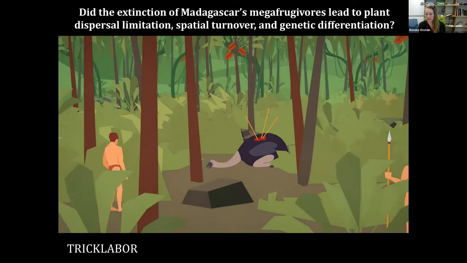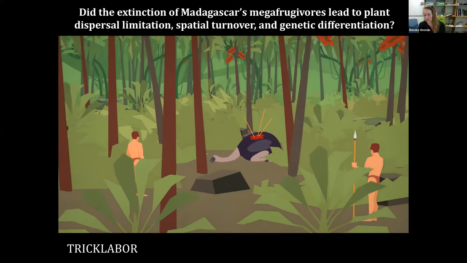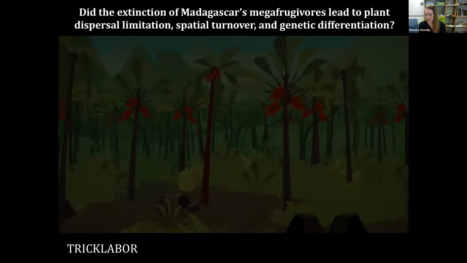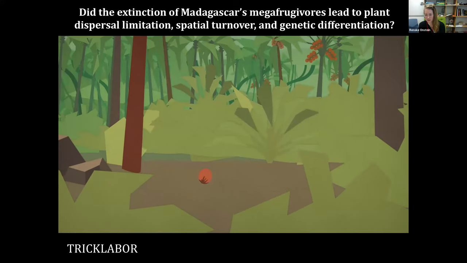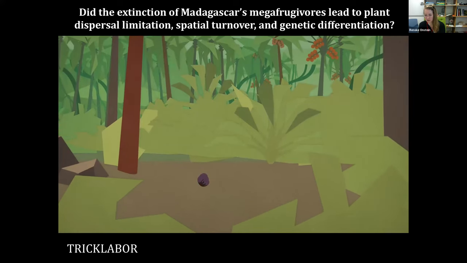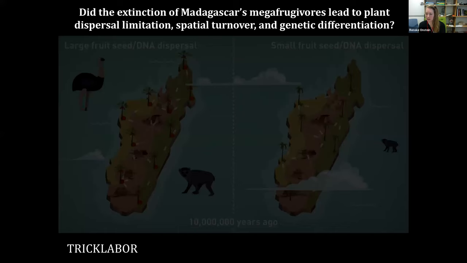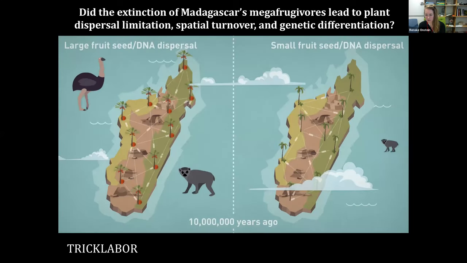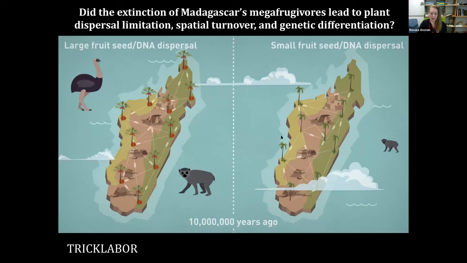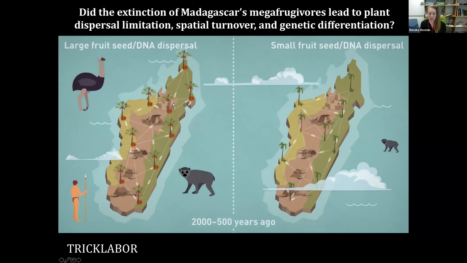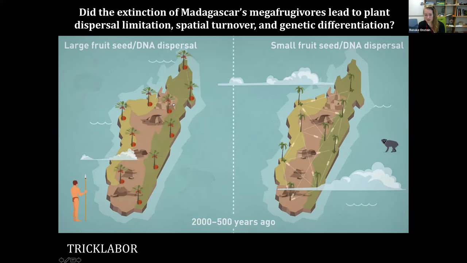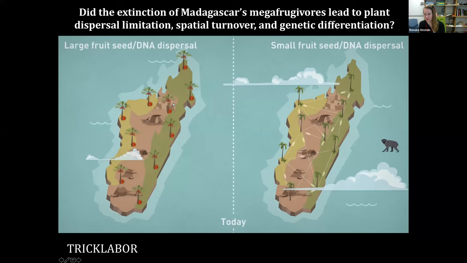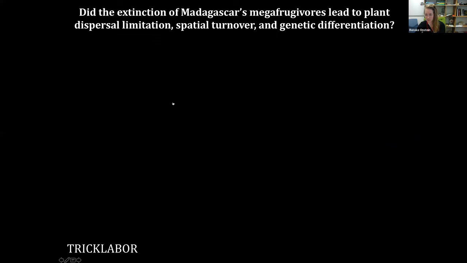But we may expect that this affected the dispersal of these large fruits, maybe leading to dispersal limitation or spatial turnover of communities because of the absence of dispersal and connectivity between populations. And also genetic differentiation between populations. So this is illustrated over here, where we expect frequent gene flow between populations when the megafauna is present. But then when they go extinct, we may see a decrease in connectivity and therefore genetic differentiation happening and potentially ultimately speciation, but we're not there yet.